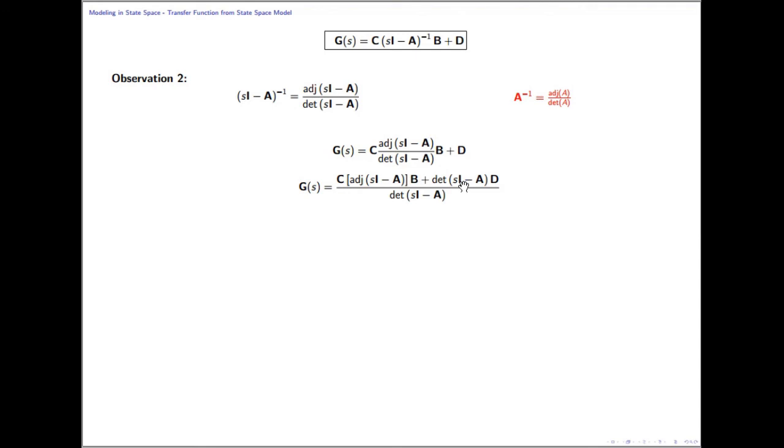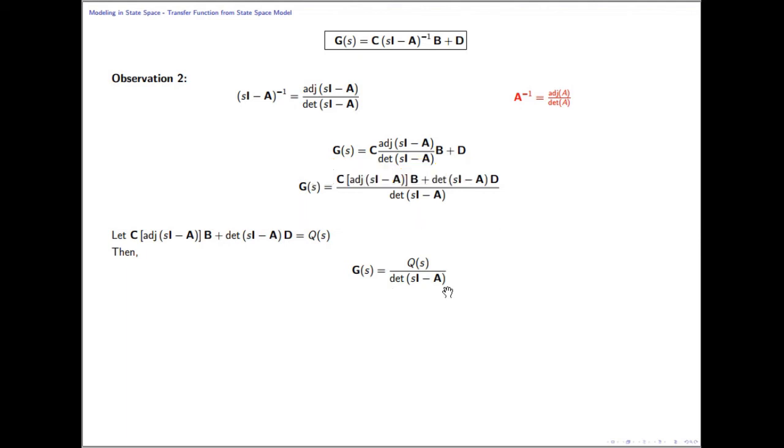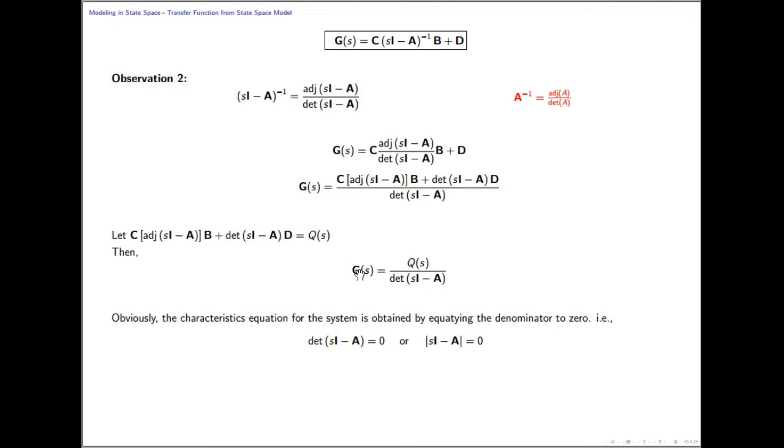And similarly, here is also a determinant of SI minus A multiplied by B. This also will be a function of S. So basically, the numerator is going to be a function of S. So I'll just represent the entire numerator as a function of S, Q of S. Okay. And if I do so, this is what G of S is: the entire numerator is represented by Q of S, and the denominator is determinant of SI minus A. Okay. Now, this is what is a transfer function. G of S is a transfer function.